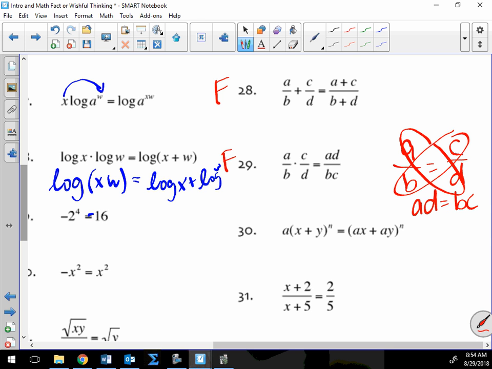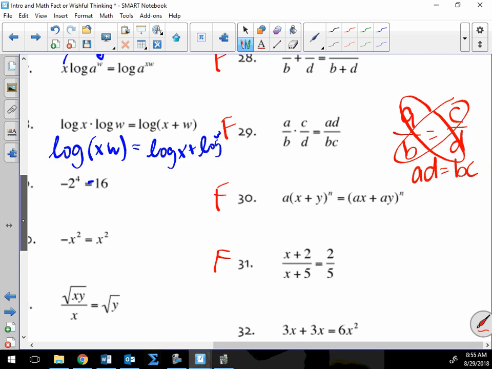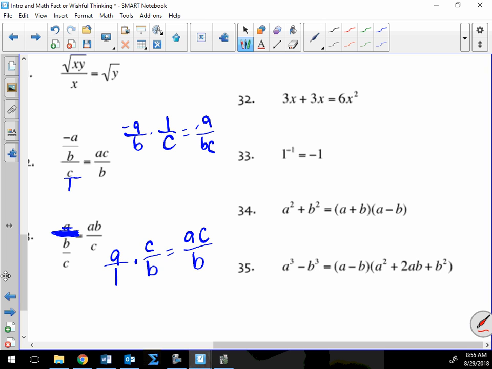All right, number 30. False. Order of operations, and you cannot bring this into the parentheses if it's a... All right, 31. False. All right, and finally.